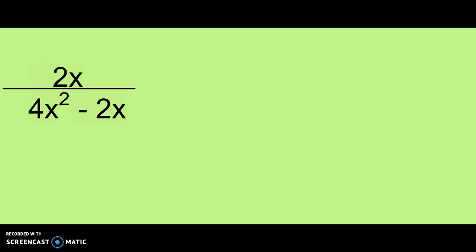Okay, here's one. Let's simplify this one. You've got 2x over 4x squared minus 2x. The very first step is to factor as much as possible. 2x cannot be factored, so we're just going to leave it like that.